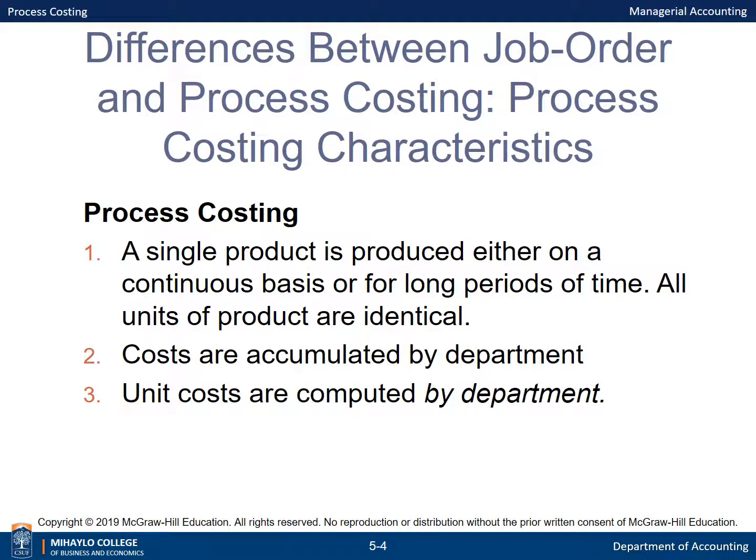With process costing: 1. A single product is produced either on a continuous basis or for long periods of time. All units of product are identical. 2. Costs are accumulated by department. 3. Unit costs are computed by department.